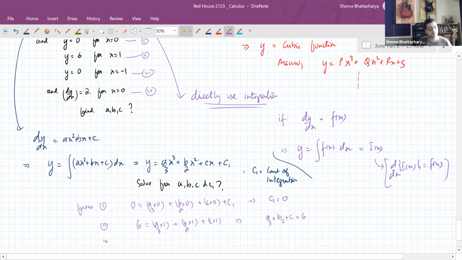And from the third condition, we have again 0, but a by 3 into x cube, so that's minus 1, plus b by 2 into x square, so that's 1, plus c into x, which is minus 1. So we have this: minus a by 3 plus b by 2 minus c is equal to 0. So if we just add these two equations, we will get b is equal to 6.